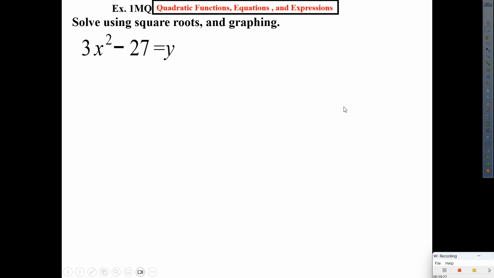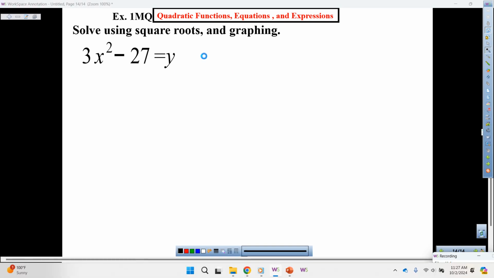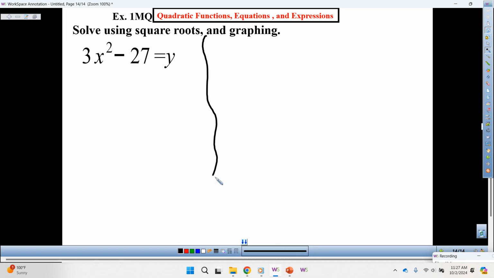Example 1, make a cube. Solve using square roots and graphing. We got 3x squared minus 27 equals y. So, first method is by square roots. Remind your neighbor what to do really quick. What are the first 2 steps? First 2 steps.